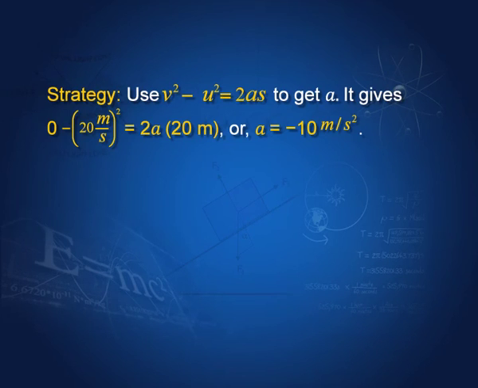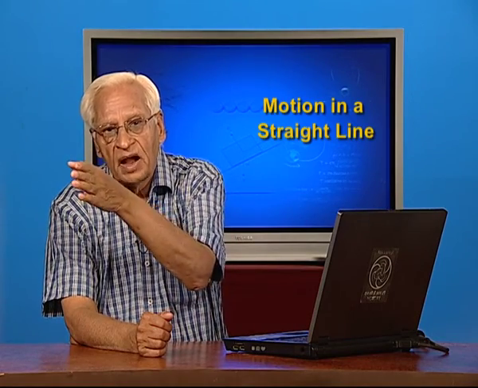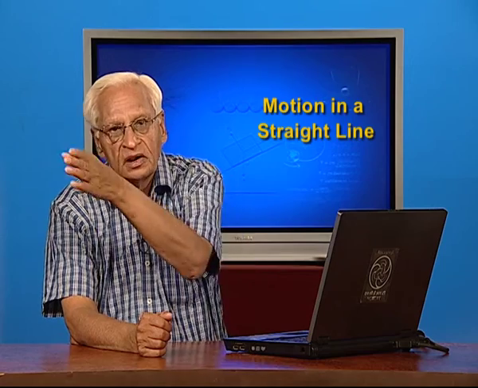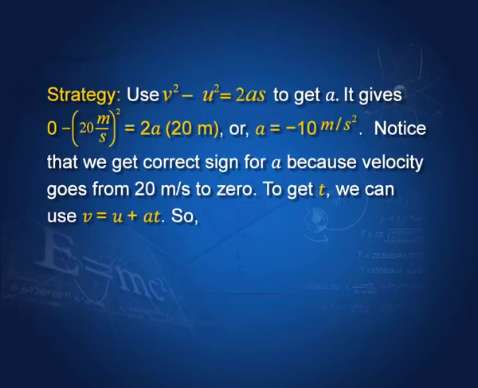Because we know the final velocity, the initial velocity, and the distance covered, we can find a, and we find a in this case to be minus 10 meters per second square. This minus sign is important. You remember that the biker has applied the brake, and therefore, his speed is decreasing. That means the acceleration must be negative, and we must get the correct sign of the acceleration.